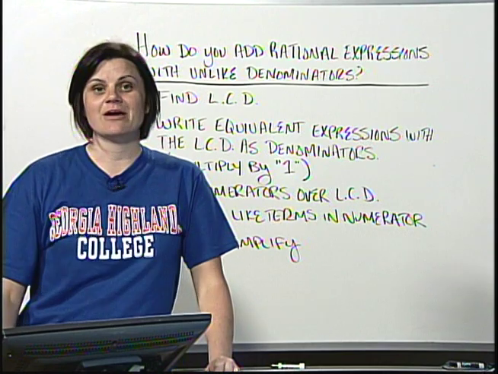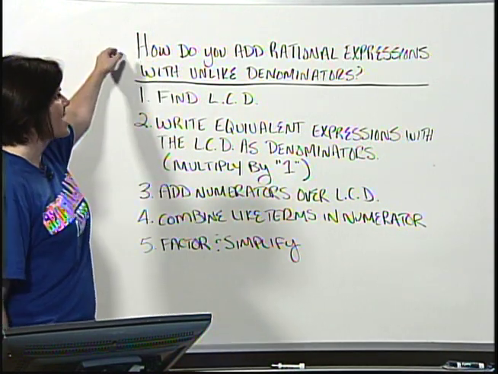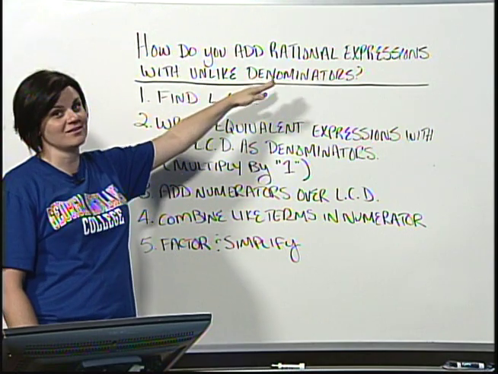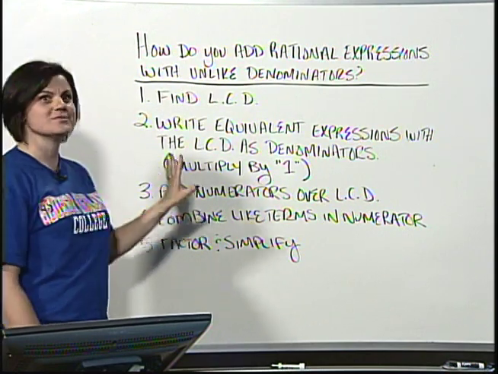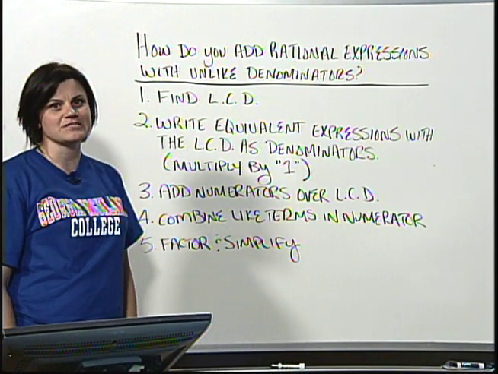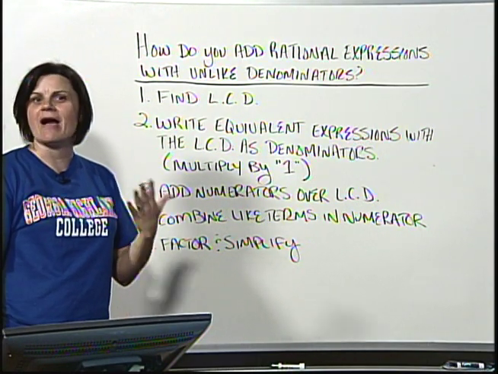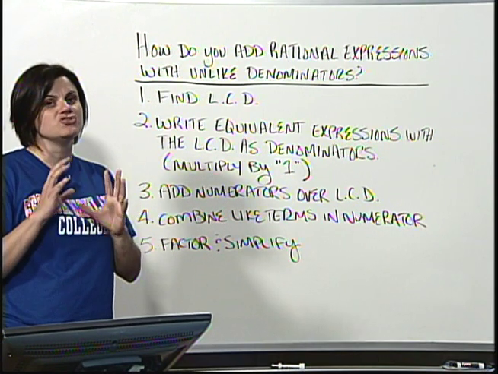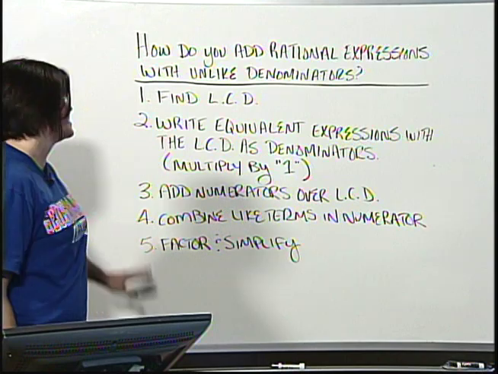In this video segment, we'll be answering the question, how do you add rational expressions with unlike denominators? So this is definitely a process, but the first step in it is to find the LCD. And if you're not sure what that means or how to do it, we have a previous video instructing you just on how to do that one step.